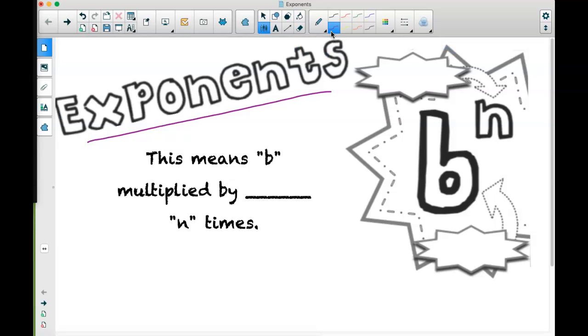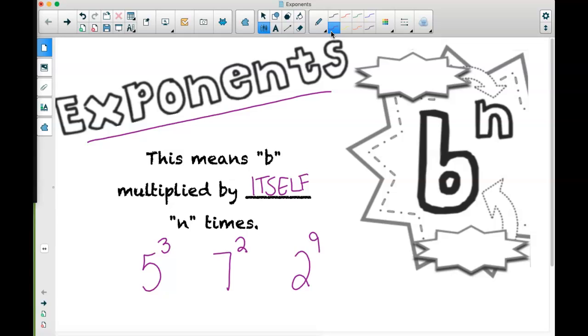Okay, so when we're looking at exponents, we're looking at b to the n, and that means b multiplied by itself n times. So we're looking at problems like this: 5 to the third power, or 7 to the second power, or 2 to the ninth power. That's the kind of problems we're looking at when we're talking about exponents.